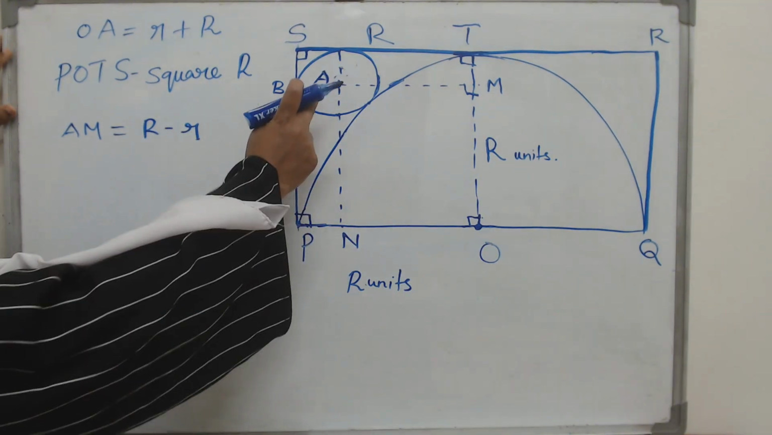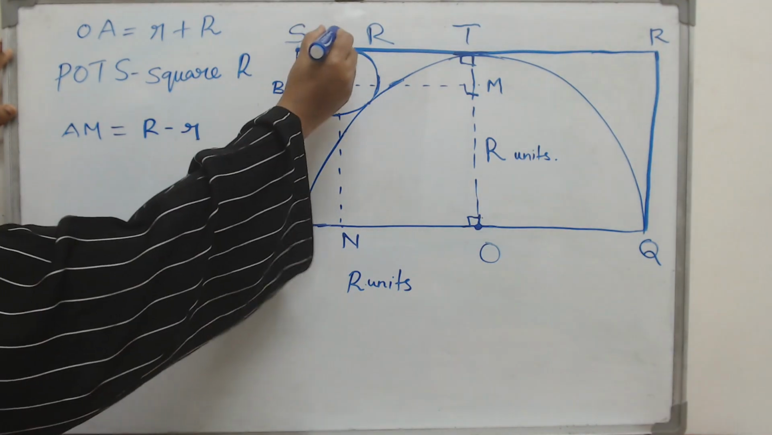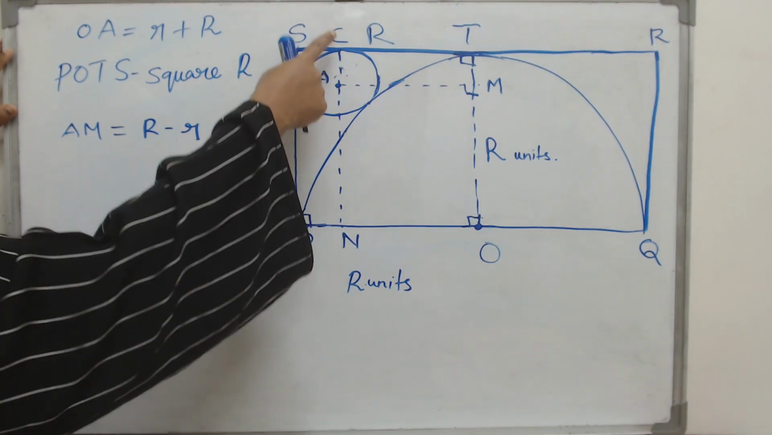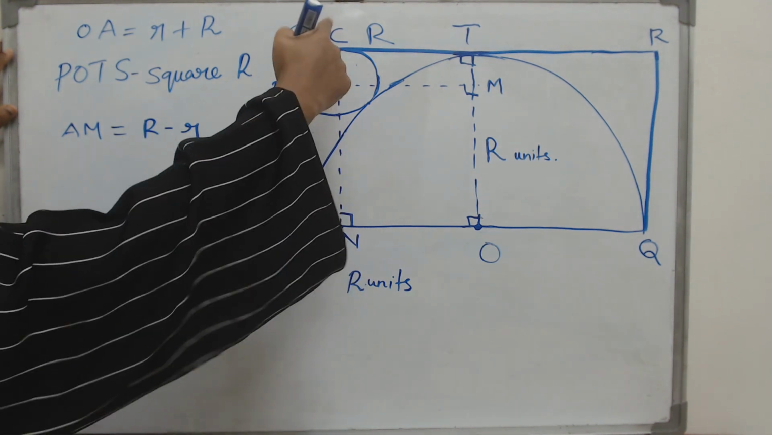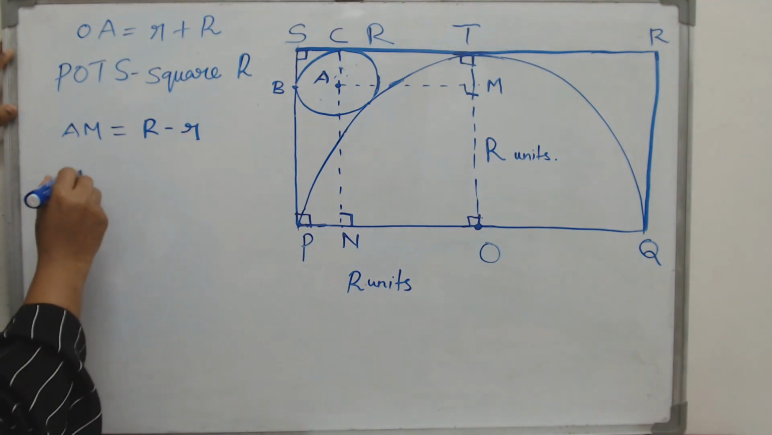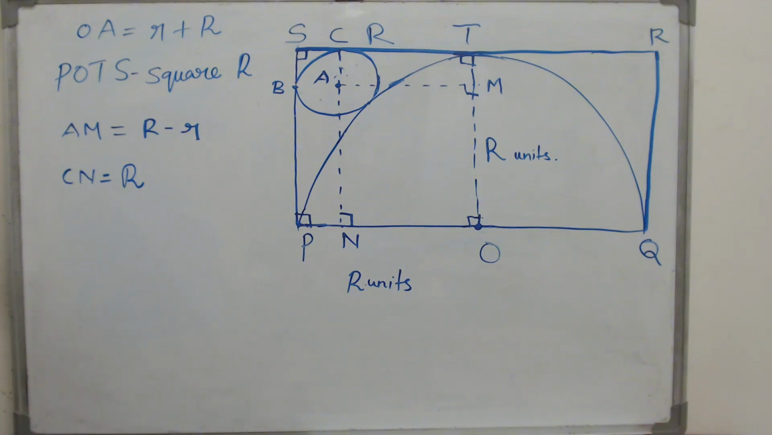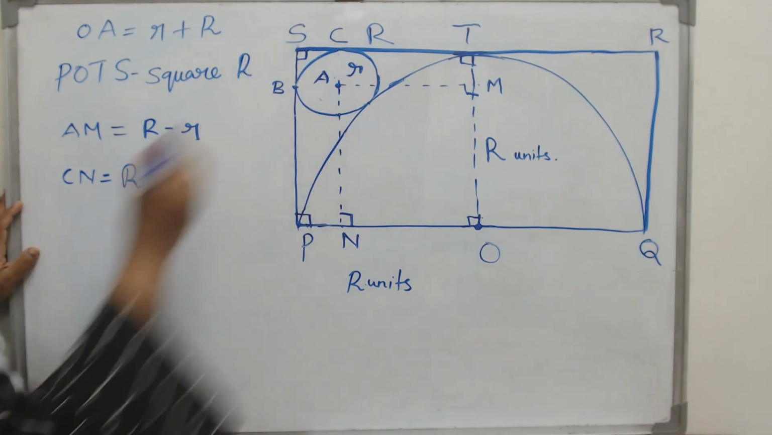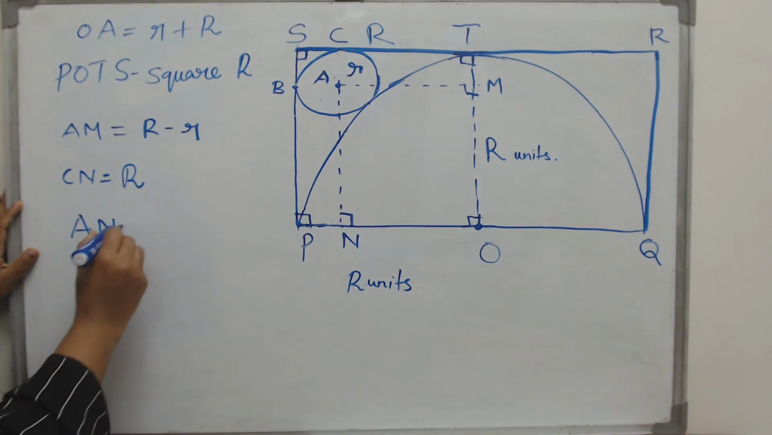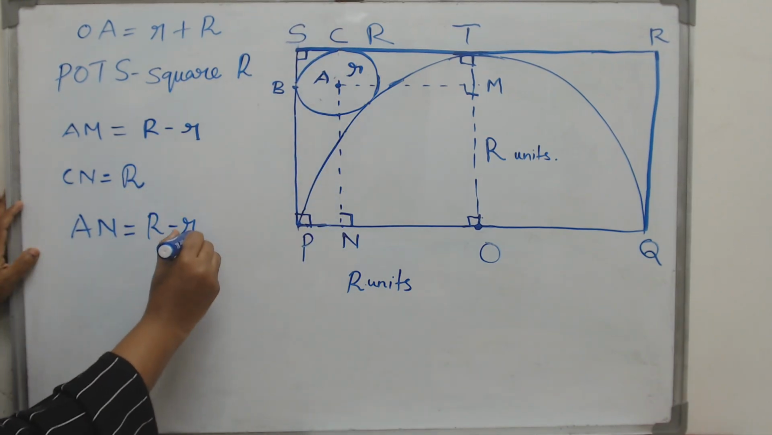Now again, from the place where the circle and the rectangle meet each other, let me name it C. From that point, drop a perpendicular to this side. Then what will CN be? The whole of CN is going to be R units. It is the same story. From that CN, remove this r. Then how much is AN going to be? AN is going to be R minus r.